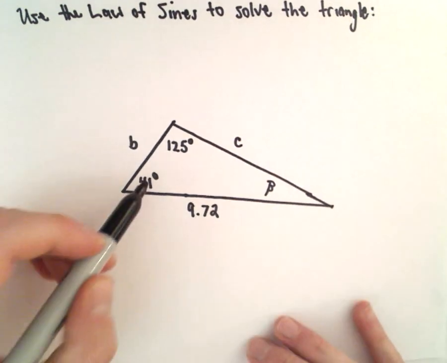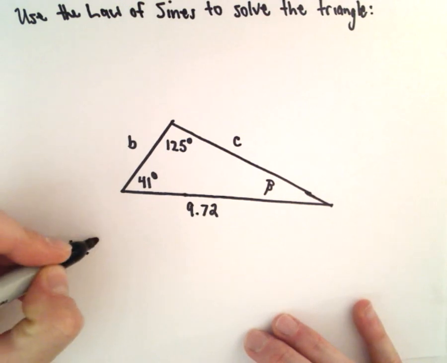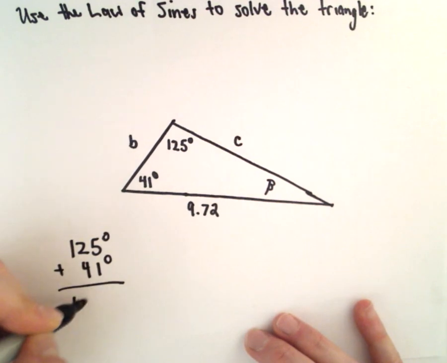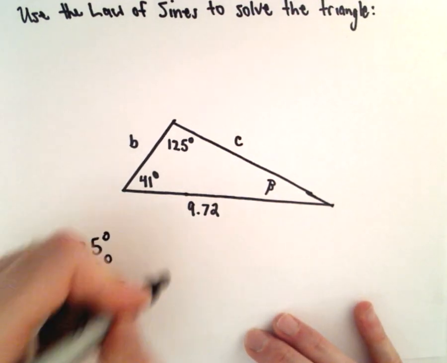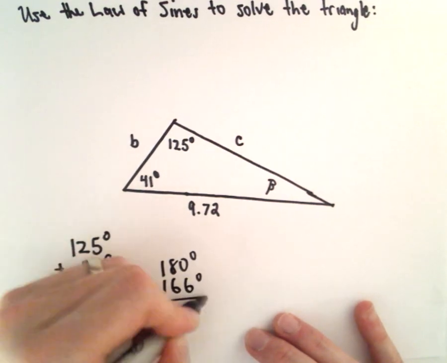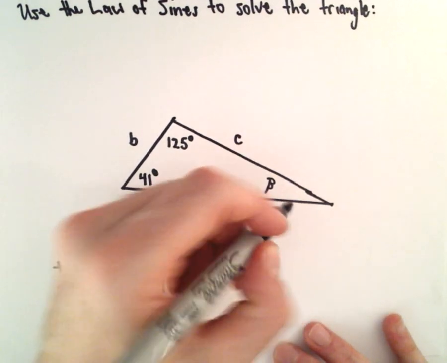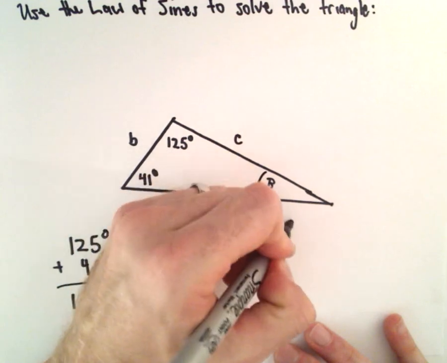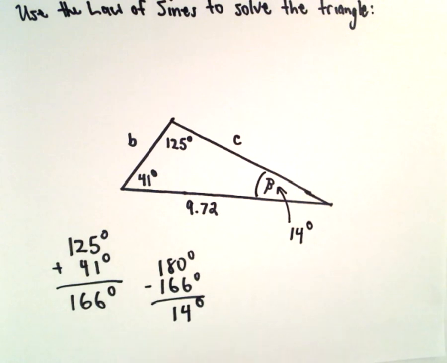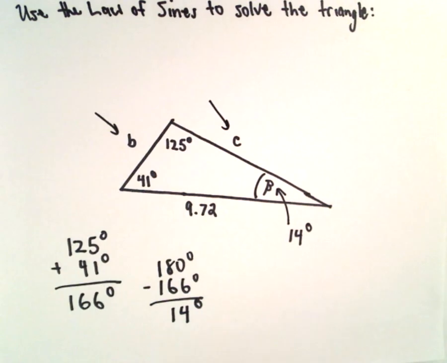So we know that if we add up all the angles inside of a triangle, they have to equal 180. Well, if we take 125 degrees plus 41 degrees, that's going to give us 166 degrees. And if we take 180 degrees and subtract away 166 degrees, that's going to leave us with 14 degrees. So we know that our angle beta will equal 14 degrees. So now we can use the law of sines to find the side length little b and little c.